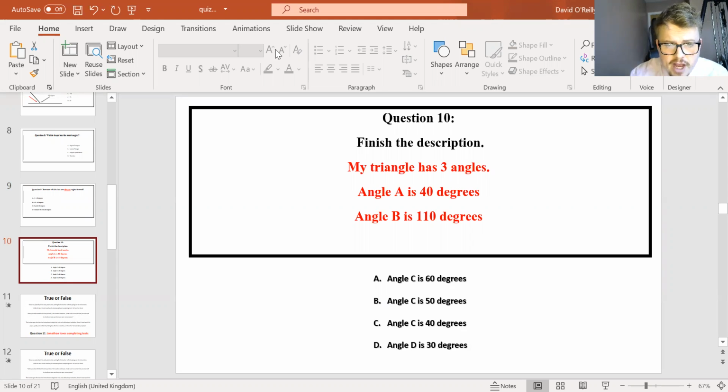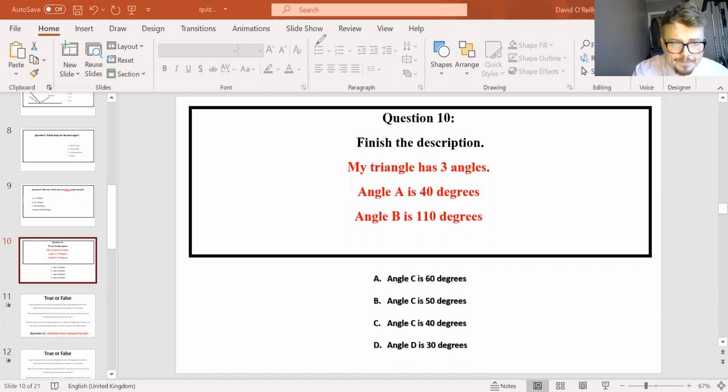So if we know that triangles always have 180 degrees, all I need to do here is add those two together. Angle A is 40, angle B is 110. Add those together, we'll get 150. So we know the remaining angle, the last angle, must be 30 degrees because 40 plus 110 plus 30 is 180, and the triangle has 180 degrees.